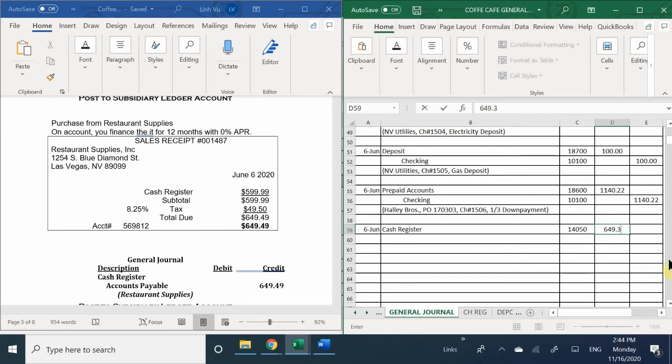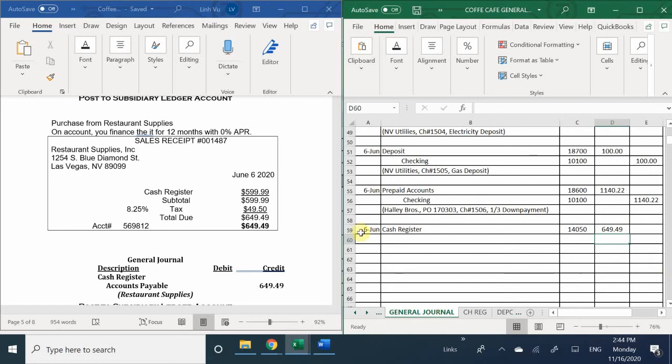$649.49. Okay, so for this one, just like the computers that we looked at, it's going to be every single cost it takes to get the asset ready for service. In this case, a cash register is already ready for service, you just plug it in. And of course, we need to include the sales tax on top of it. Every cost to get the asset ready to be placed in service. So that's why we're not doing $599. We're doing the full $649.49.